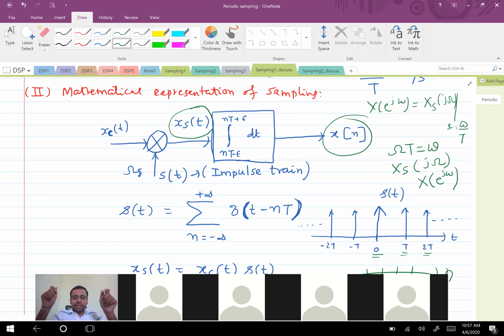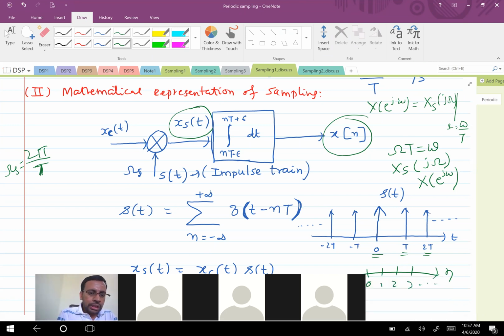Yeah, you will now get Ω_s. Earlier it is 2π by T. Your Ω_s is equal to 2π by T. So you are keeping the copies. If I give you T, you can tell me where the copy is kept, at multiples of Ω_s, right? Ω_s, 2Ω_s, 3Ω_s, and so on.